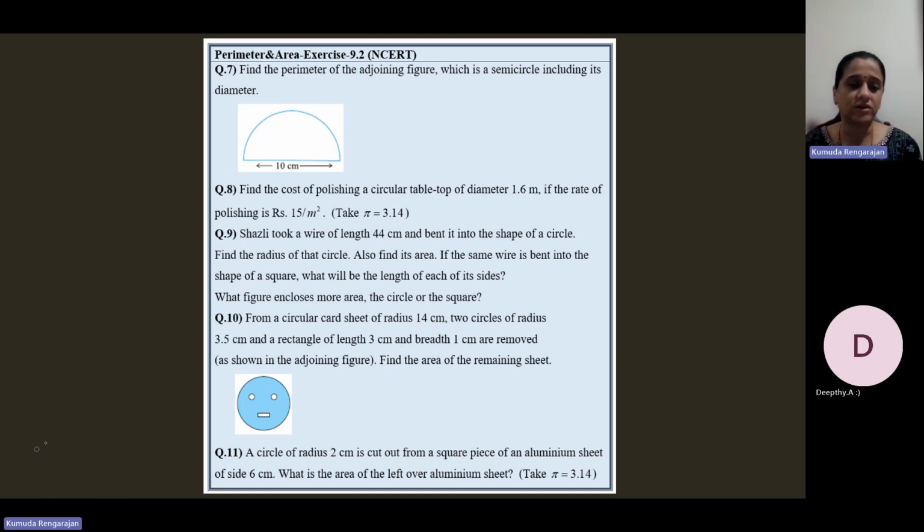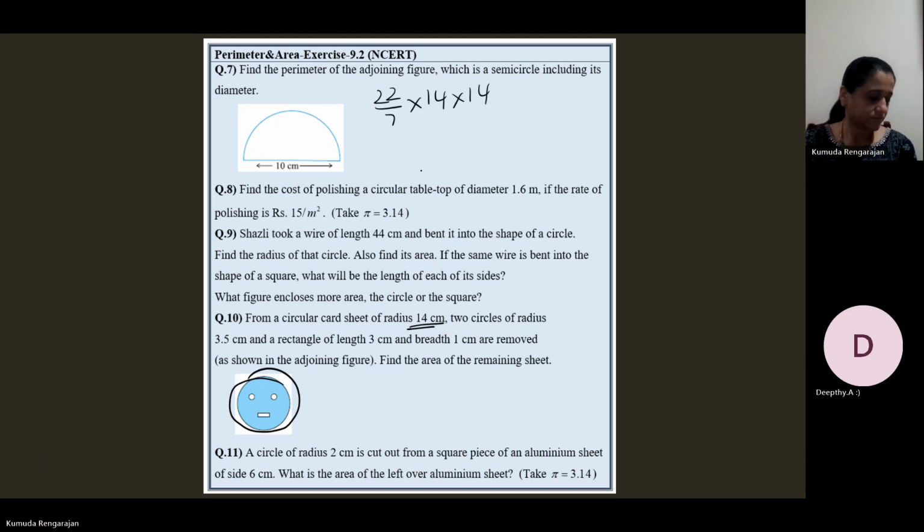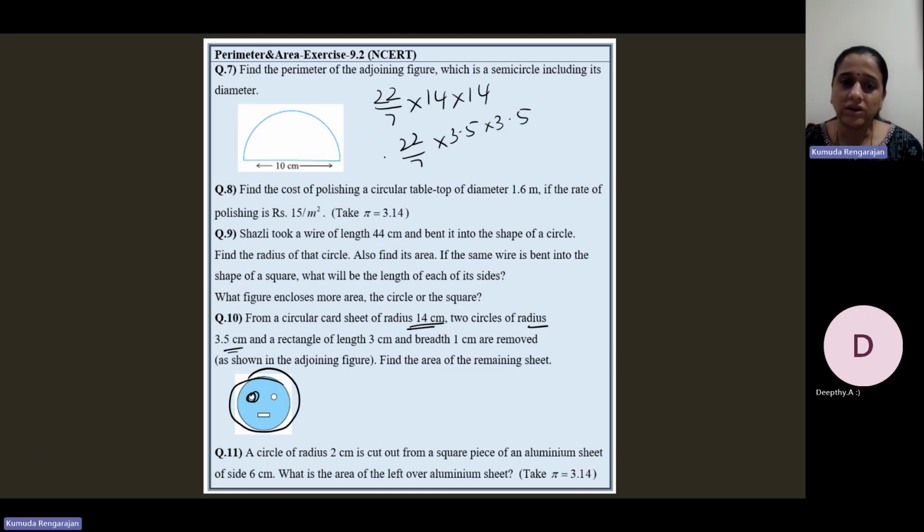So you should find the area of the circle first. What's the radius? 14 centimeters. So step 1 is to find the area of the circle: pi, so 22 by 7 into 14 into 14. Then find the area of one small circle, radius 3.5: 22 by 7 into 3.5 into 3.5. You can multiply this by 2 to find the area of both the circles.